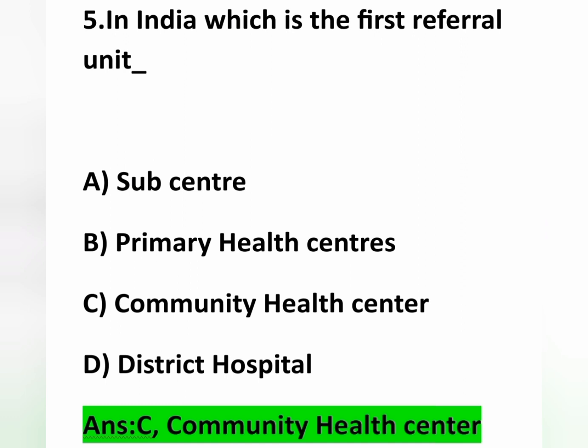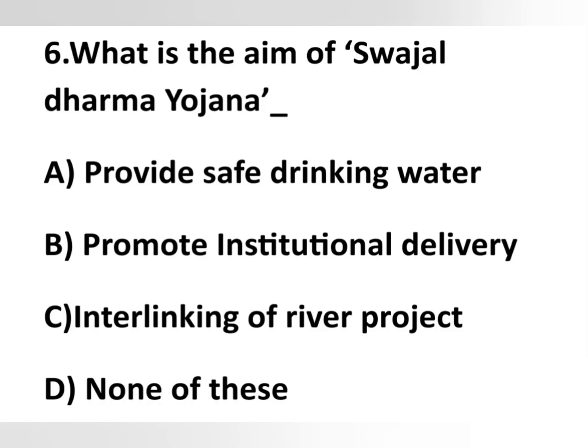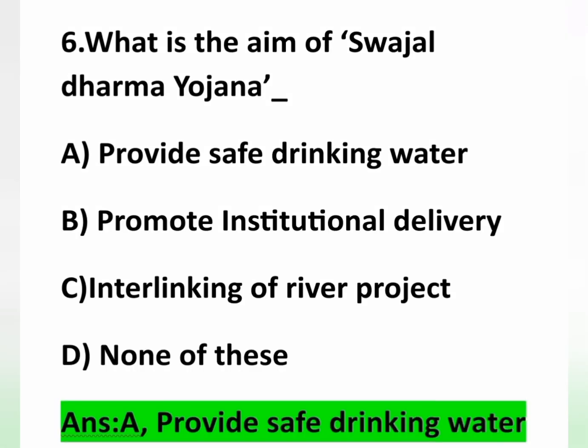And the next question, question number 6. What is the aim of Swajal Dhara Yojana? Option A provide safe drinking water, option B promote institutional delivery, option C interlinking of Referral project, and option D none of these. Here the correct answer is option A, provide safe drinking water. This project was started in 2018. The year is important, 2018. Option A is the correct answer.